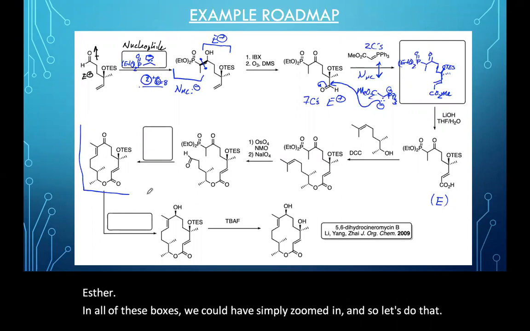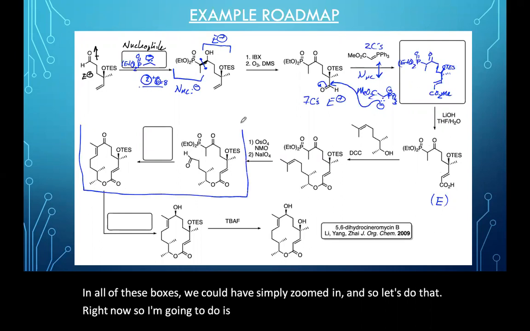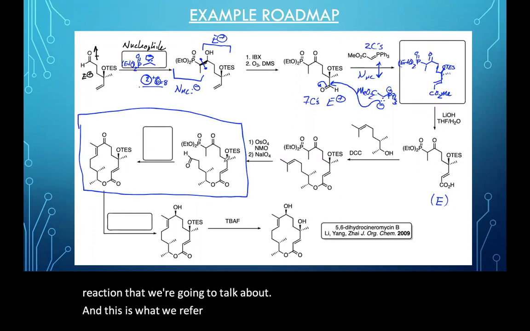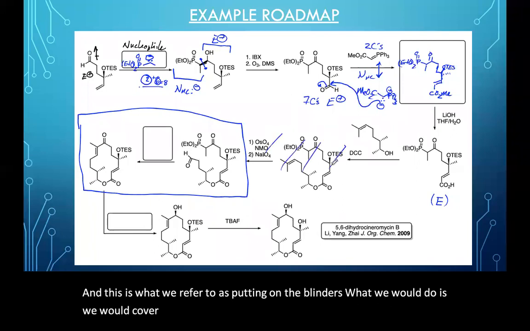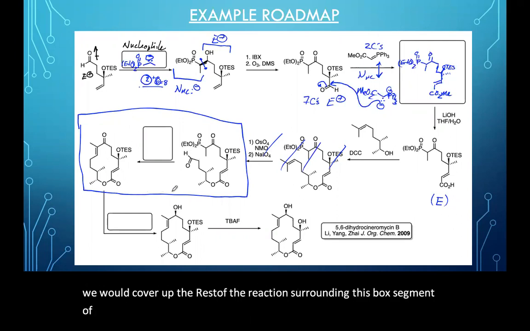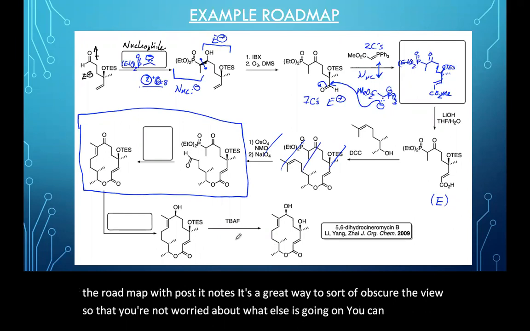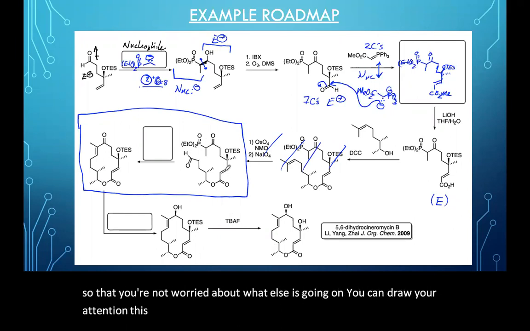So what I'm going to do is draw a box around this third reaction that we're going to talk about. And this is what we refer to as putting on the blinders. What we would do is cover up the rest of the reactions surrounding this segment of the roadmap with Post-it notes. It's a great way to obscure the view so that you're not worried about what else is going on. You can draw your attention. This is particularly useful as the molecules get more complicated.